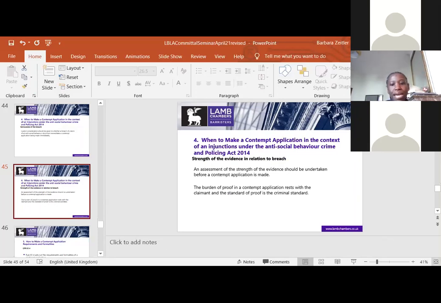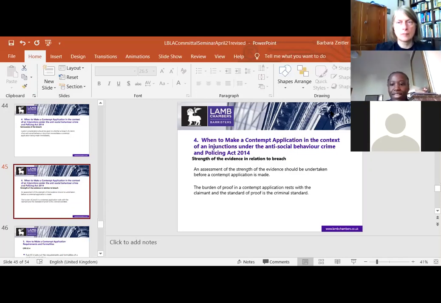Lastly, it's always worthwhile considering the strength of the evidence against a defendant in these circumstances. Any allegation of breach will need to be proved to the criminal standard, beyond a reasonable doubt. If the evidence as to whether the defendant has committed a breach is unlikely to meet the criminal standard of proof, then it's highly unlikely that an application for contempt will succeed.